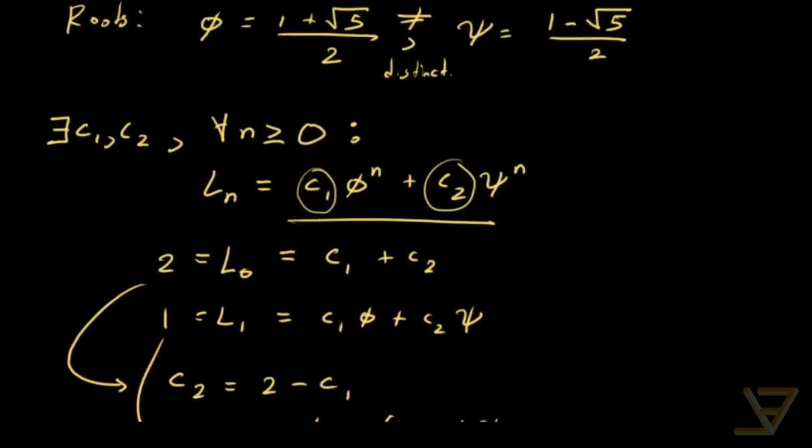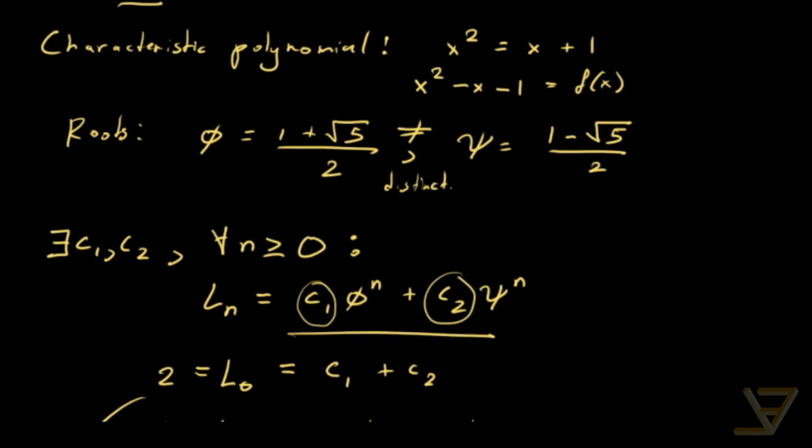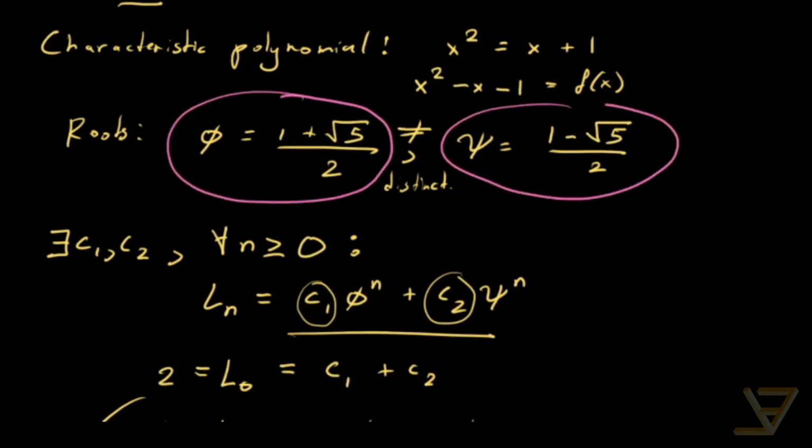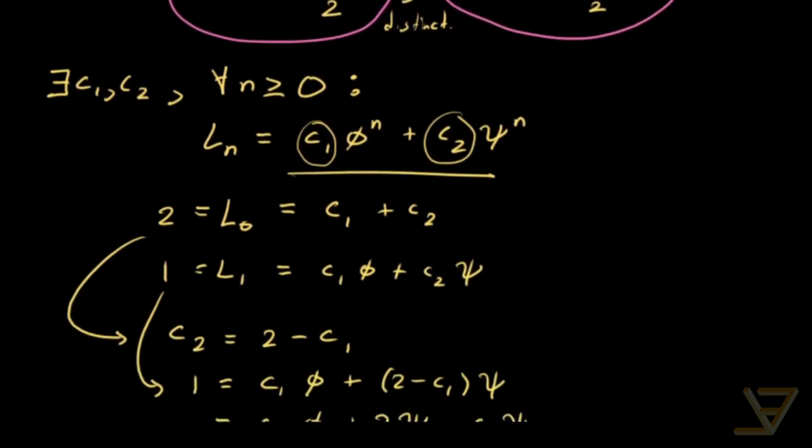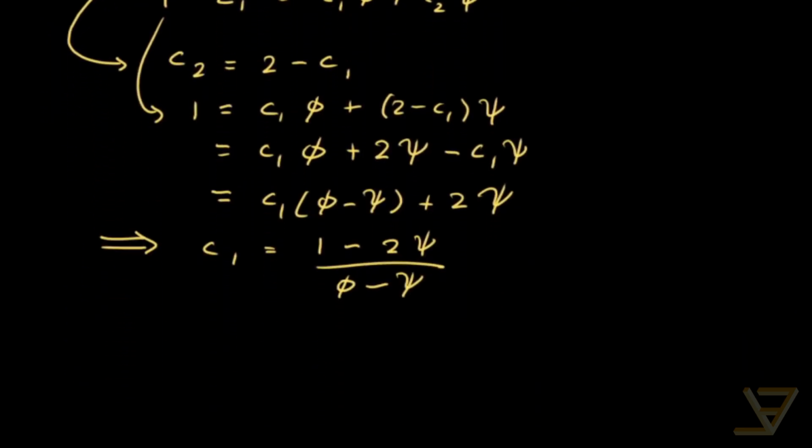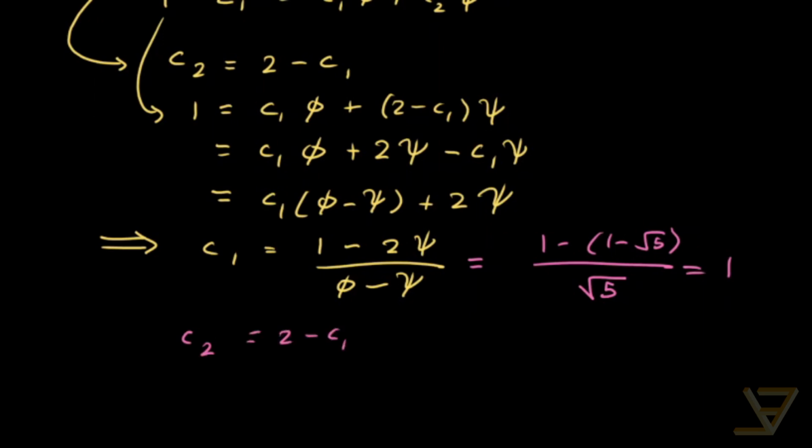So let's recall the definition of c and phi. This is phi, the golden ratio, and this is c, the radical conjugate of the golden ratio. So if we plug those in, we find that c1 is equal to square root of 5 divided by square root of 5, and that's just equal to 1. And c2 is equal to 2 minus c1, which is 2 minus 1, that's also equal to 1.